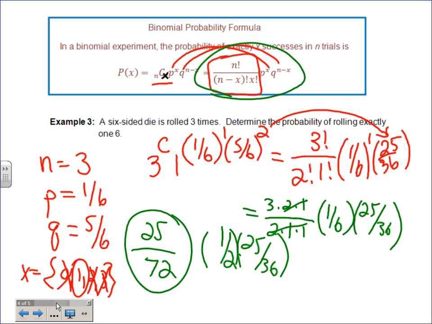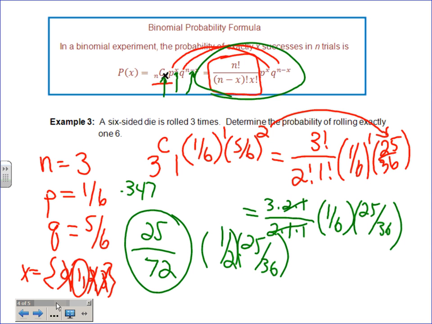I needed you to know what x was, and I just wanted you to know what all that was. Okay, so 25 out of, so about 0.347. All right, what's that mean? Not odds. Probability. Yep, probability.